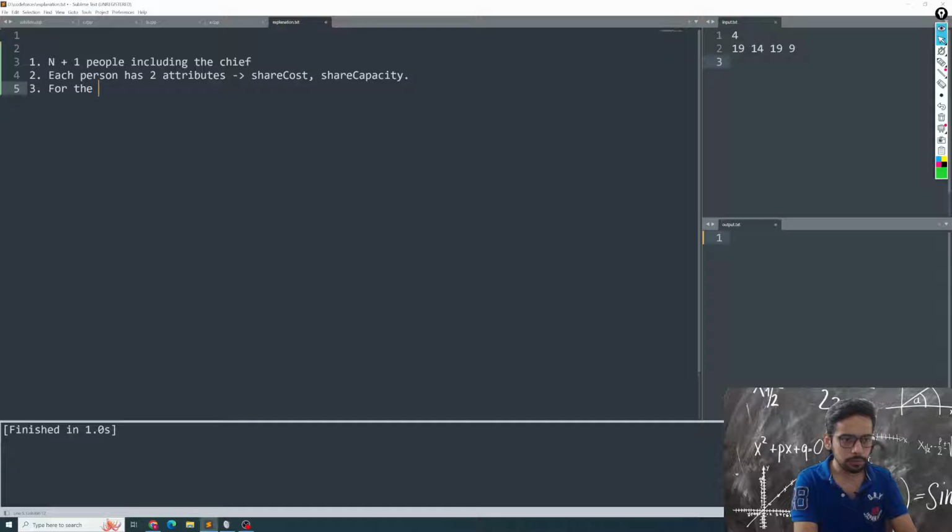For the chief, the chief already knows the news. The rest n people currently do not know the news. For the chief, the share cost is P and the share capacity is infinite. They can share it with as many people as they'd like. For the sake of this problem, I can call it n plus 1. And since the chief already knows the news, but the other people are yet to know it, what can we deduce from that? The overall cost is going to be at least P because the chief has to share the news at least once.